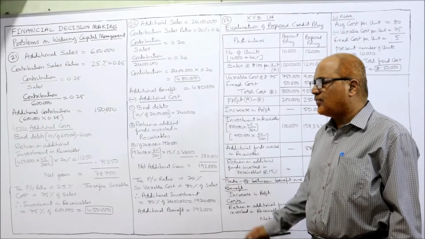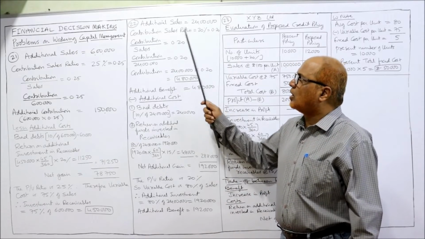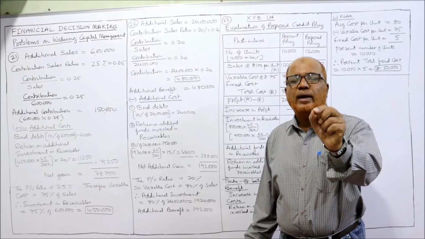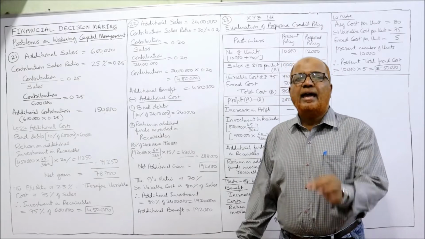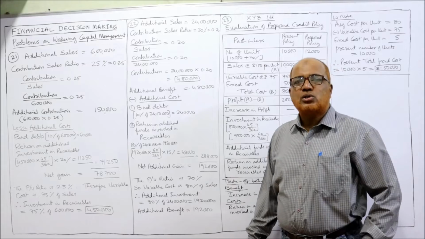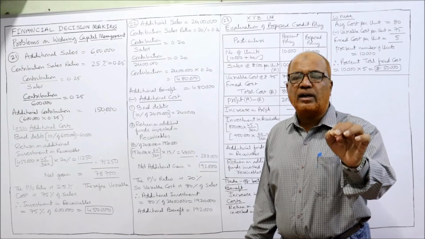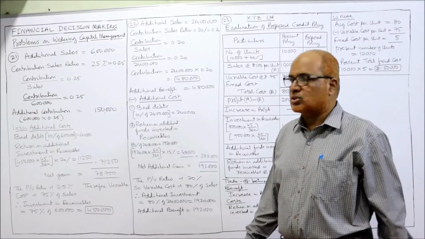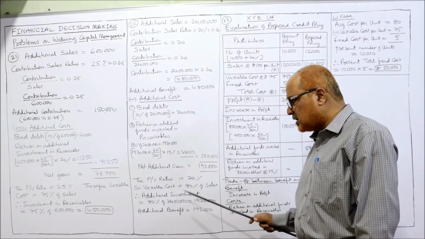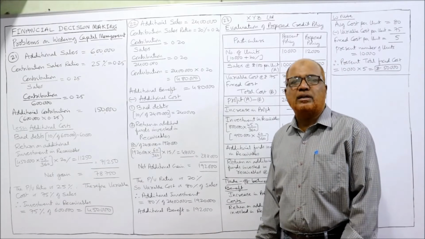Now return on additional funds invested in receivables. PV ratio is 20%. Contribution sales ratio is 20%. So if 100 rupees are the sales, 20 rupees are the contribution and 80 rupees is the variable cost. So we are investing how much? 80% of 24 lakh is the variable cost. Here, the PV ratio is 20%, so variable cost is 80% of sales. So additional investment, 80% of 24 lakh, comes to 19 lakh 20,000.